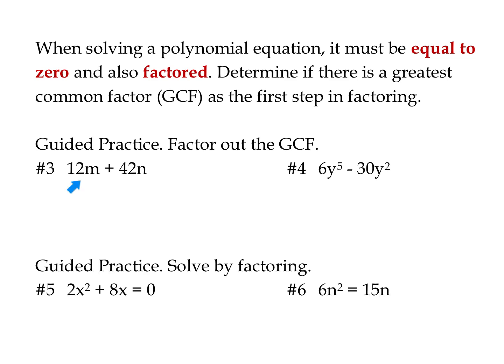So we've got a binomial here, and we want to find what's the monomial factor that would be the greatest common factor of those two terms. In this case, 12m plus 42n, we have a number that we can factor. We can't factor out an m, we can't factor out an n, because it has to be common to all of the terms we're trying to factor out of.